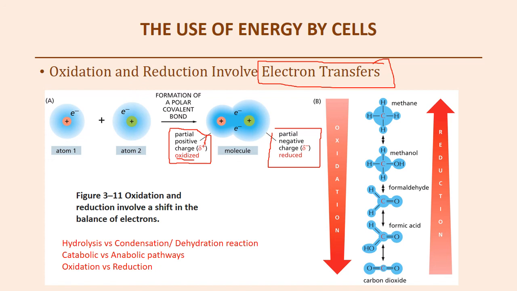All of these terms are opposites of each other, right? So dehydration is when I was building my polymers and releasing water as a waste product. Hydrolysis is when I use water to pull my macromolecules apart, right? Same thing with catabolic, which is when I'm destroying. Anabolic is when I'm building it back up.